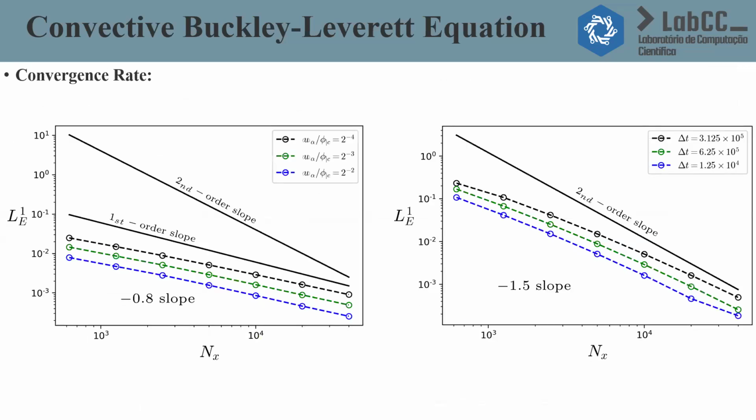I also performed a convergence rate analysis. In the first case, I fixed the velocity and doubled the grid. For this case, the slope was smaller than first order. I obtained 0.8. And in the second case, I fixed the delta t and doubled the mesh. In this case, the convergence rate was better, almost double. I reached 1.5 in the convergence rate.